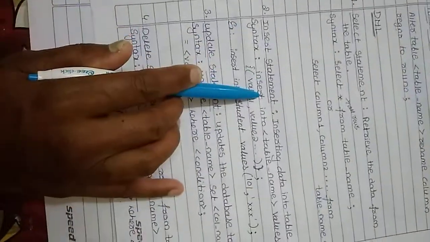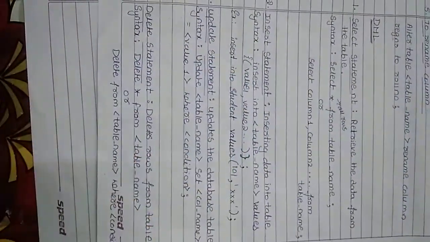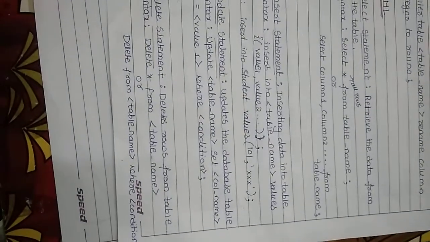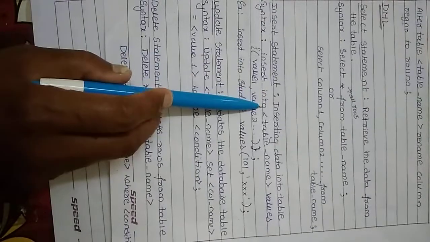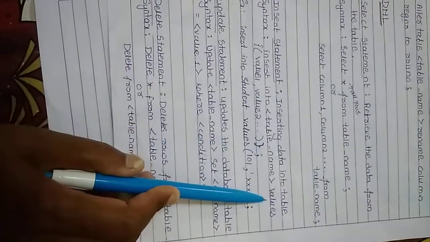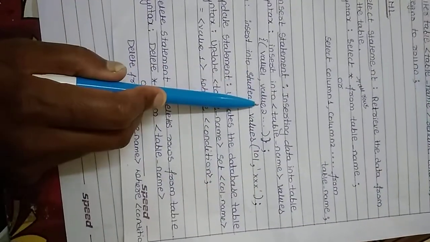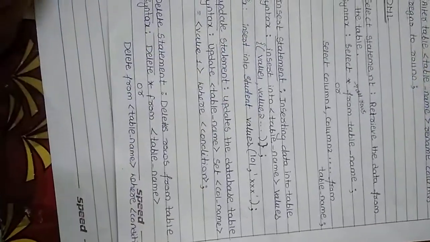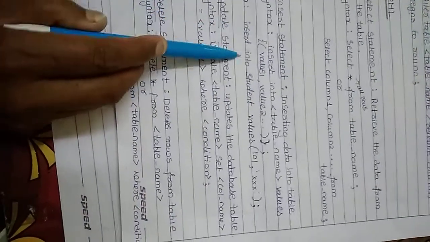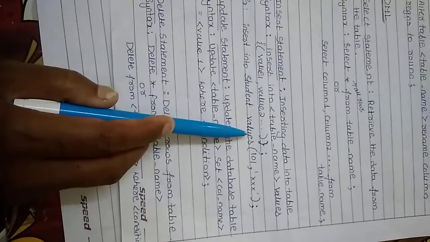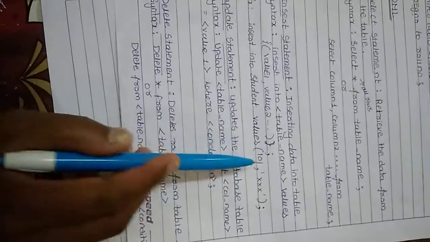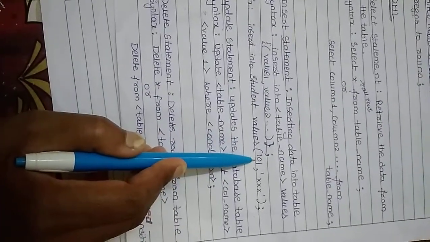Okay, then comes the next statement under DML, the insert statement. This statement can be utilized to insert the values into the table or to insert the rows into the table. So the syntax is insert into the table name. You have to give the keyword values followed by the values. Okay, values in the bracket. Like for example, insert into student is my table name, values is a keyword. Here I am giving the register number as 101 and name as XXX.